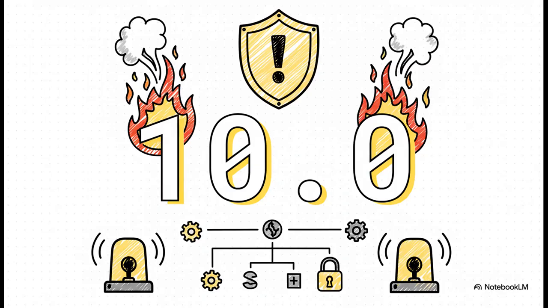Okay, let's just get right to it. We're looking at a 10.0 on the Common Vulnerability Scoring System. For anyone who doesn't know, that is a perfect score. It literally does not get any more severe than this. This is not a drill. This is a full-blown 5-alarm fire for developers.